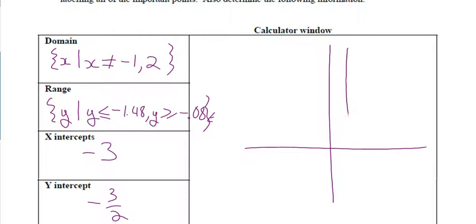Okay, so this has an asymptote at x equals 2. And this has an asymptote at x equals negative 1. And the curve does this.